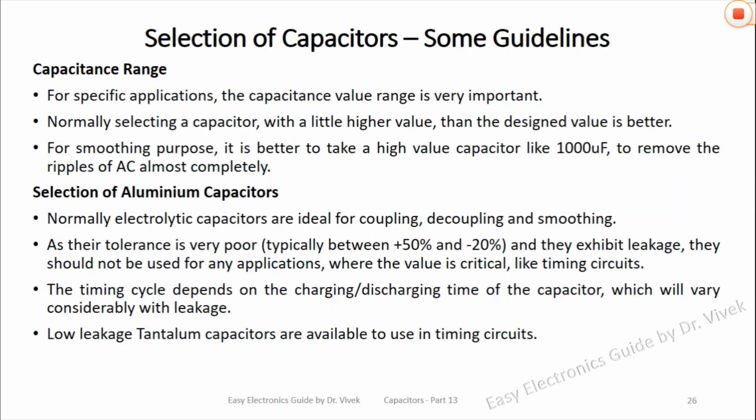There should be precautions for the usage of electrolytic capacitors. As their tolerance is very poor and they exhibit leakage, they should not be used for any applications where the value is critical.